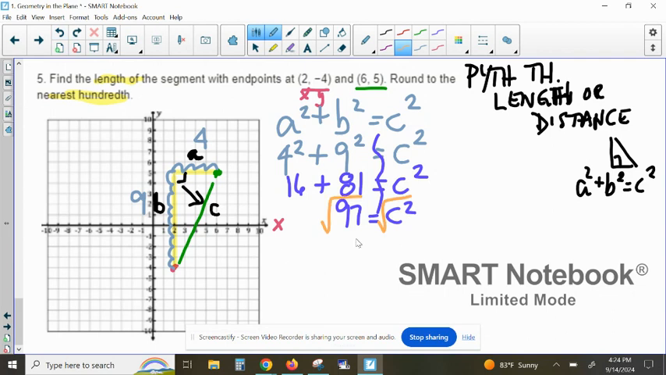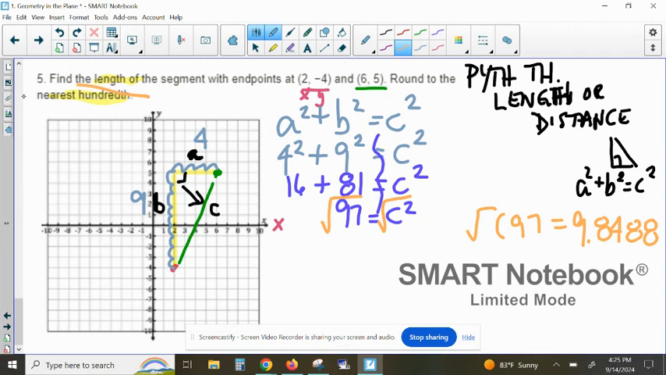In your calculator, you're going to hit the second button and then the x squared button. It'll look like this, with a square root sign and a parenthesis, and all you've got to do is type the 97 in there and hit equals. It gives you 9.8488 and some more digits after that.